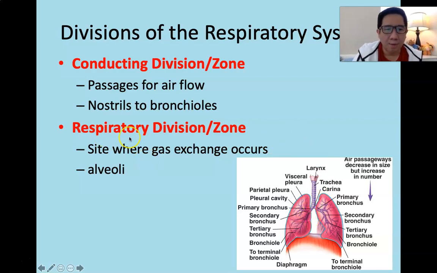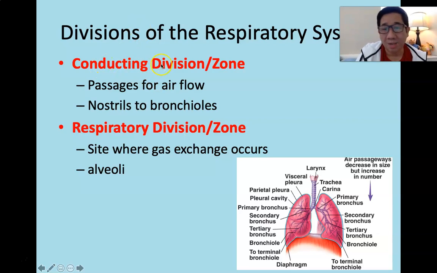Okay, whereas the respiratory zone is where the gas actually exchanges. So the only place where gas actually exchanges is in your alveoli, okay, so those are the little air sacs. So when you think of the respiratory division or zone, think of when the actual exchange happens.